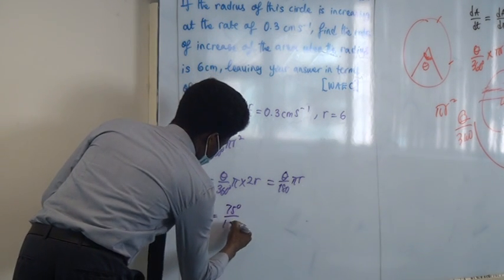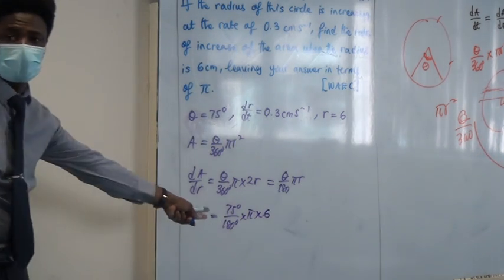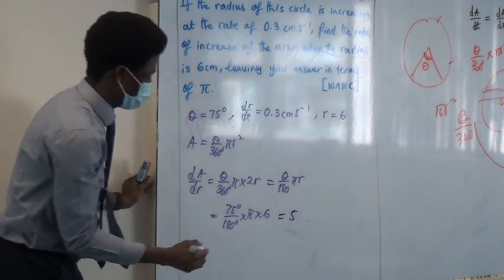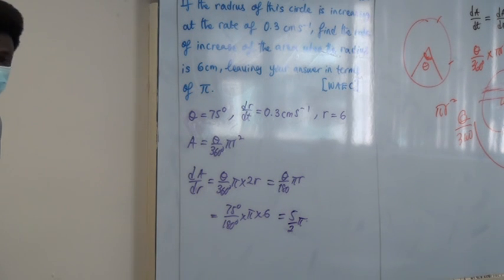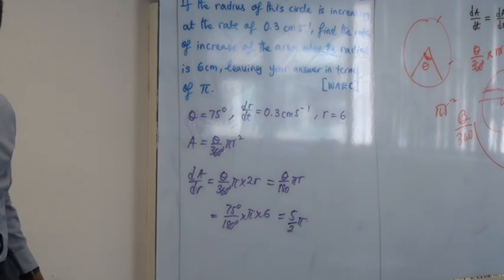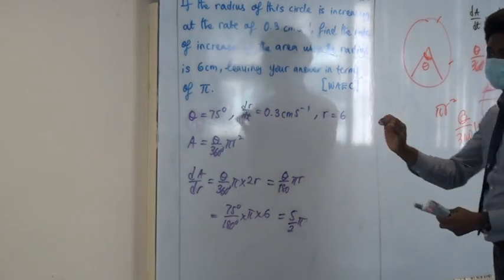75 degrees over 180 degrees times pi times 6. Yes? Quickly please. What is that? 5 over 2. 5 over 2 pi. Yes? What would be the unit of this? cm. That's like cm squared per cm, sort of. So, which is just cm. So let's leave that.